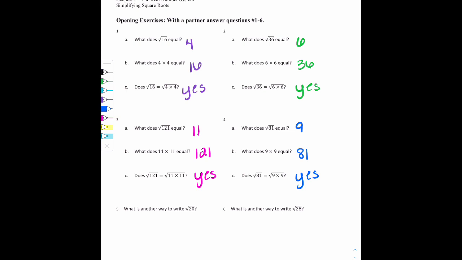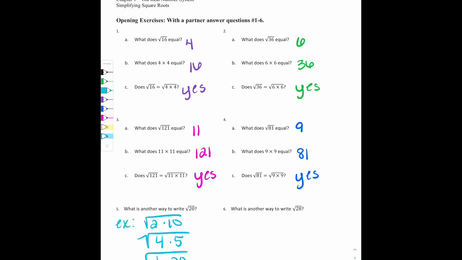So looking at number 5, what is another way to write the square root of 20, and what is another way to write the square root of 28? Some examples of what I was trying to have you do here was something similar to part C, where you break down the number underneath the radical into its factors. You could break down the square root of 20 into the square root of 2 times the square root of 10, or the square root of 4 times the square root of 5, or the square root of 1 times the square root of 20.